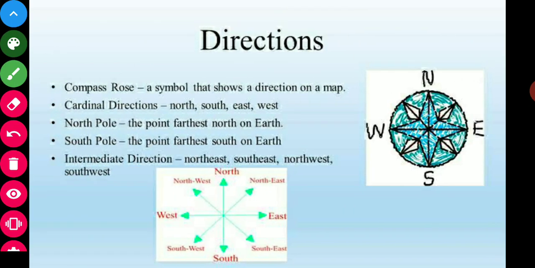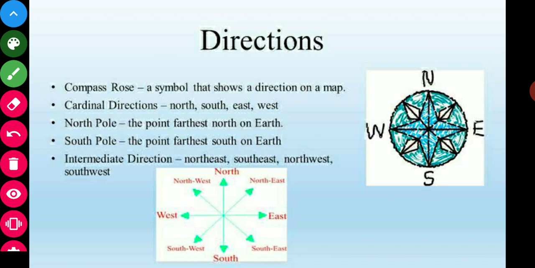Now the second component of a map is directions. When we look at any map, we will notice a vertical line at the top right corner or left corner of the map. The uppermost point of this line is marked with the letter N. This line is called the north line, and it indicates the north direction. The lowermost point of the line is marked with the letter S. This line is called the south line, and it indicates the south direction.